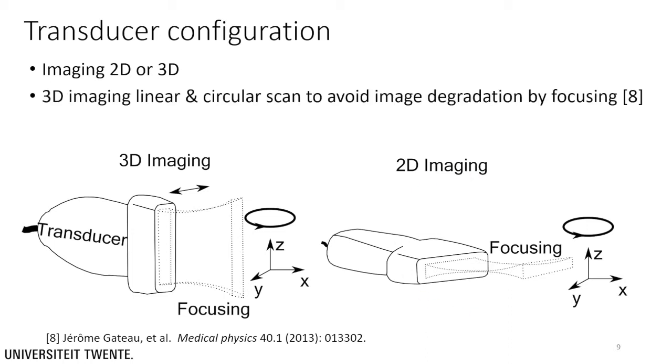However, the focus of the transducer can degrade the image quality in the 3D case and requires a combination of linear and circular scan for 3D imaging. In this work we have addressed only the two-dimensional imaging, with the possibility to extend this to 3 dimensions by stacking multiple slices.